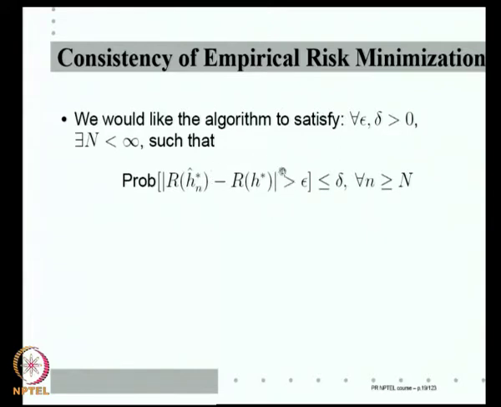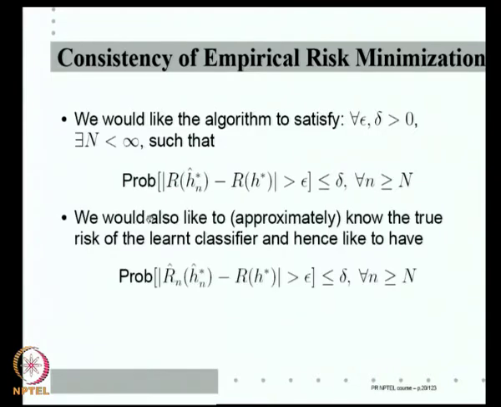So, R(h*) stands for the global minimum of risk. I want the risk of what I learnt to be close to the global minimum of risk. This will tell me that ĥ*_n is good enough, because ĥ*_n being close to h* is simply that their risk values are close. This is what I want.